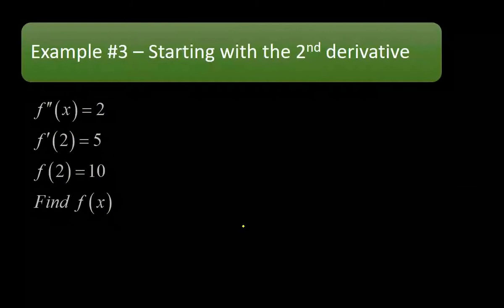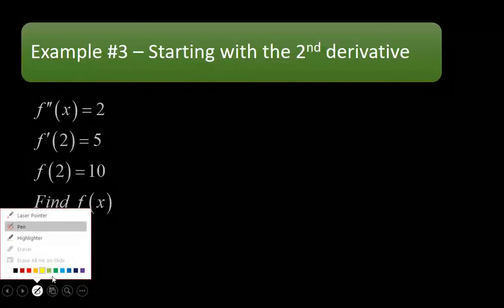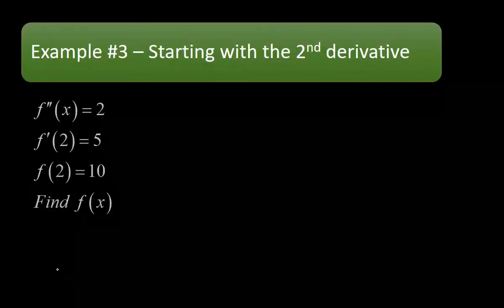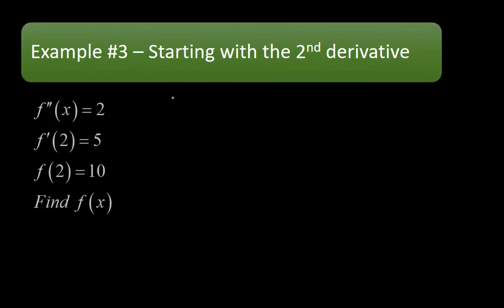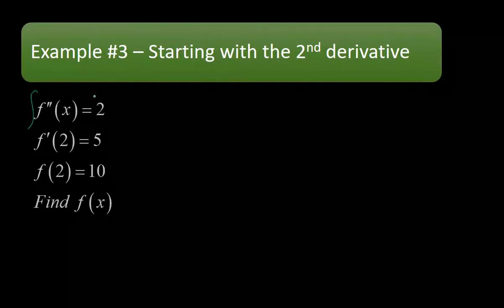Here we've started with the second derivative. All this means is you're going to have to do it twice. Okay, so let's actually, we'll use green on this one. We're going to integrate the second derivative. When we integrate the second derivative, that's going to get us the first derivative. And then we got 2x plus c.